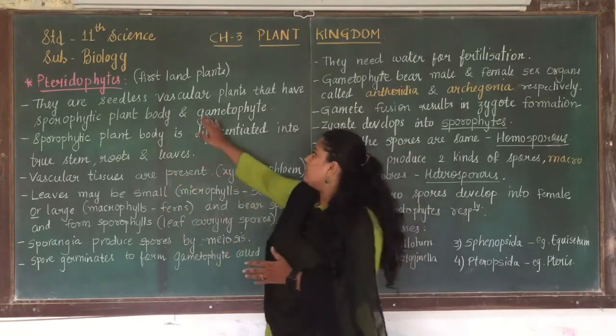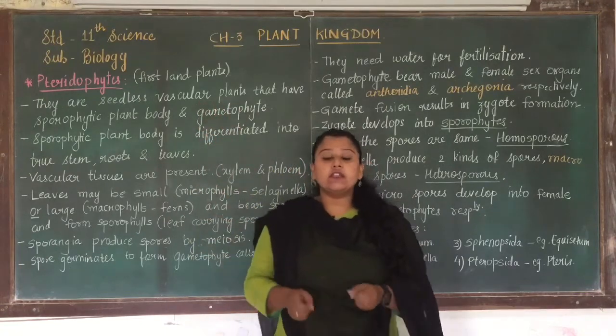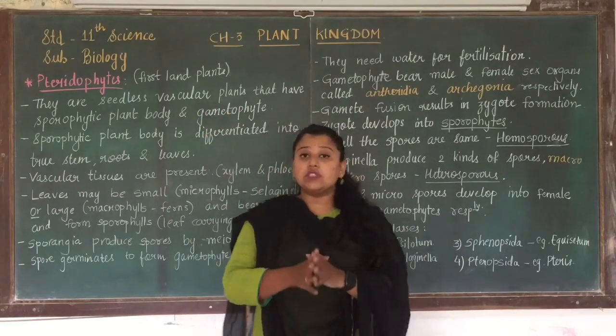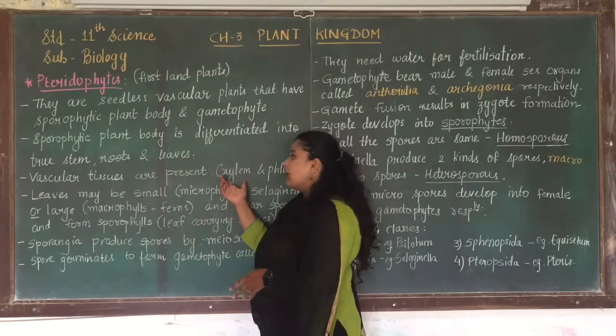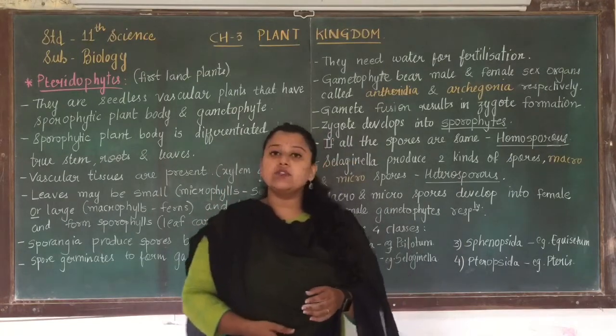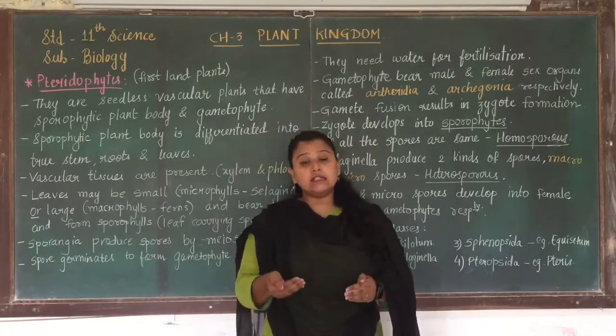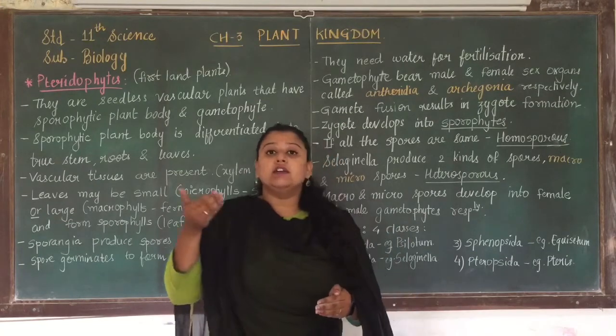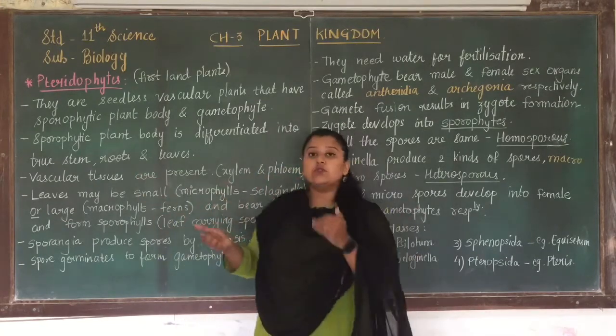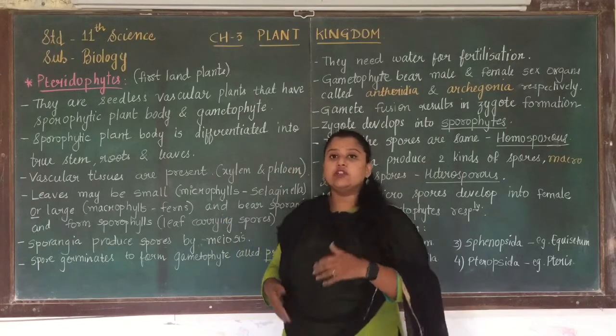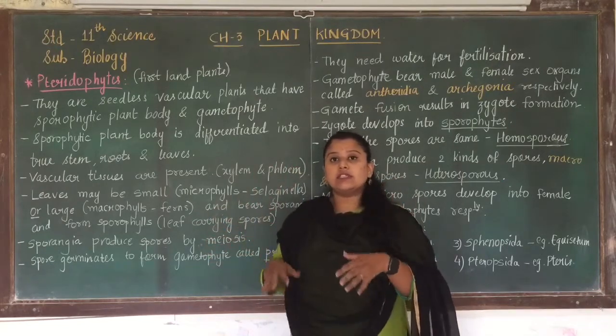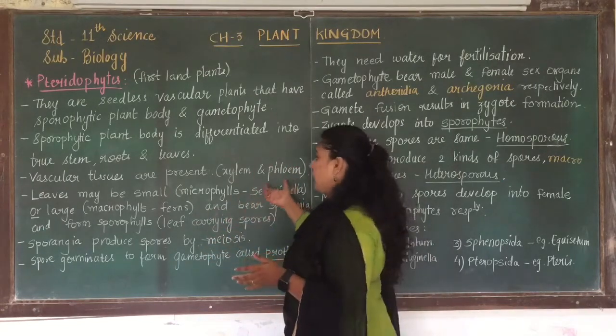So as it is said to be a vascular plant, it does contain the vascular tissue which is of two types. First is xylem, second is phloem. Xylem is going to conduct the water and the phloem is going to transport the food into leaves as well as roots and every part of the plant body, right?